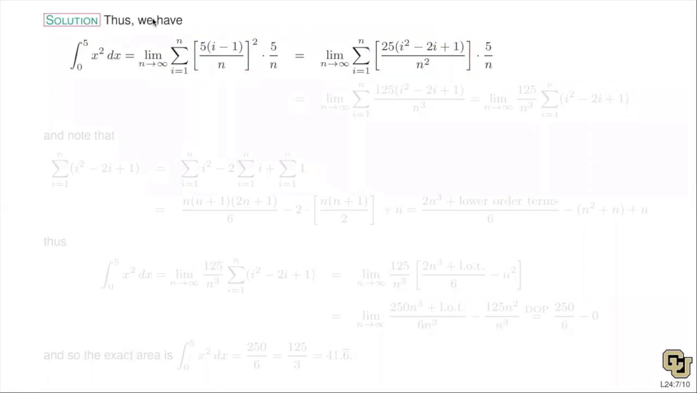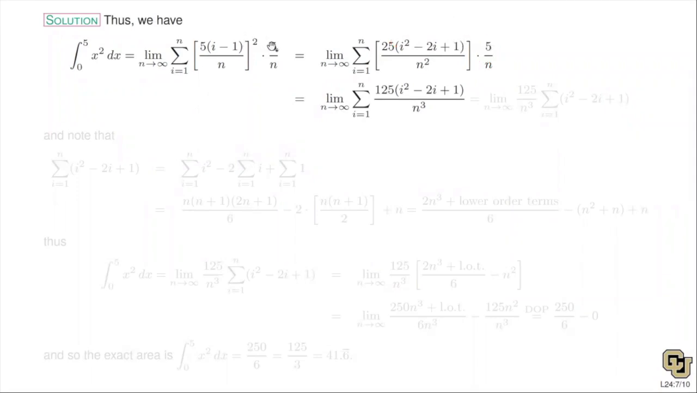Now I'm going to do the math. I'm going to multiply this 5 to the 25 and this n to n squared down here. So I get 125 times the i squared minus 2i plus 1 over n cubed.